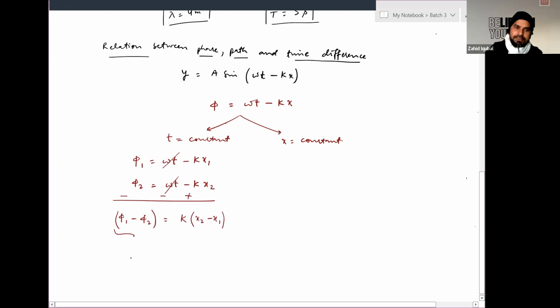This term is nothing but delta phi, and this term is nothing but delta x. So if you put the value of k as 2 pi by lambda, times delta x, this is called phase difference, and this is path difference.